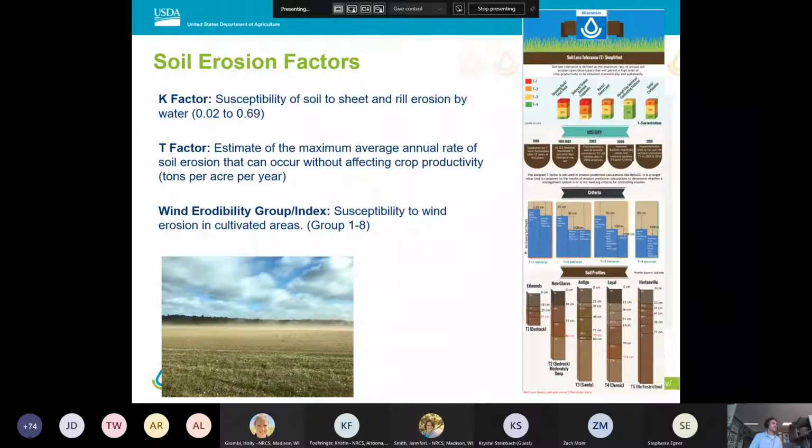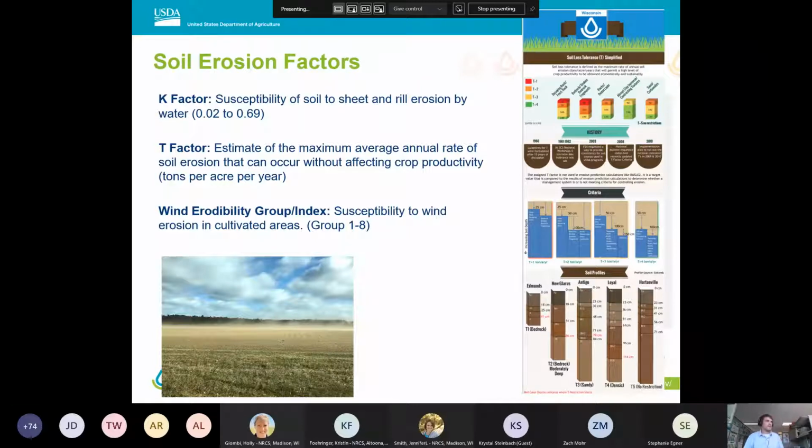There's the K factor, which is the soil susceptibility to sheet and rill erosion. It's a factor ranging from 0.02 to 0.69. We have a really good set of posters, or I say really good, you might not like them, but there's some posters online that I'll also post a link to in the chat that kind of explain what K factor is and what T factor is.